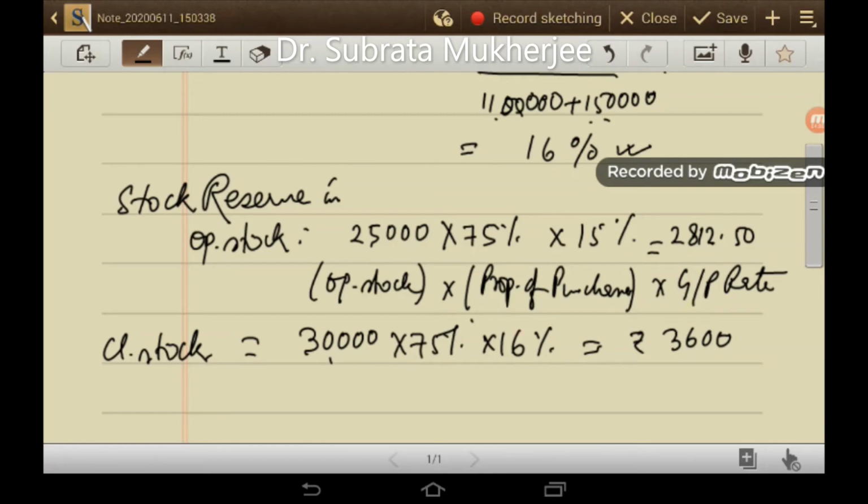And the stock reserve in closing stock. So 30,000 is the closing stock of the furniture department, 75% is the amount of goods which constitutes the sawmill department, and 16% is the GP rate, so 3,600. So I will put these values, the stock reserve in opening stock and closing stock, in general P&L account.